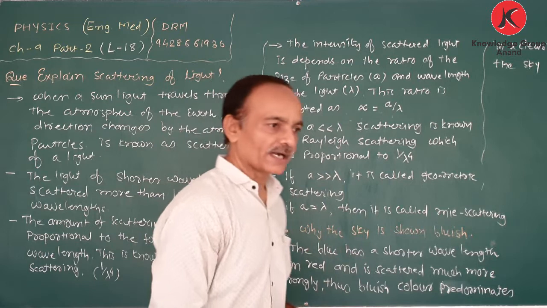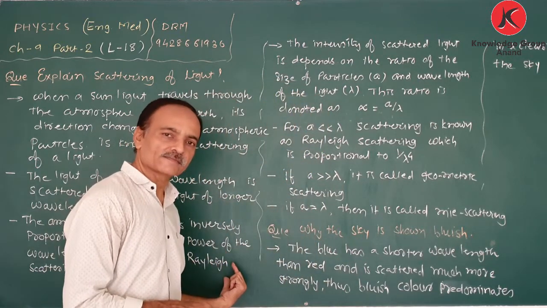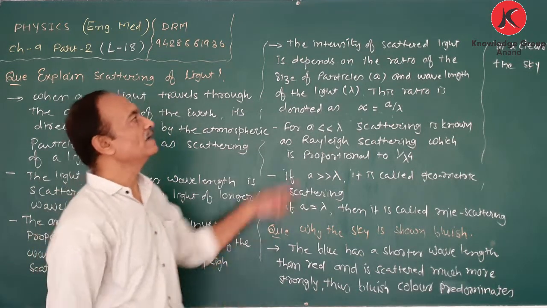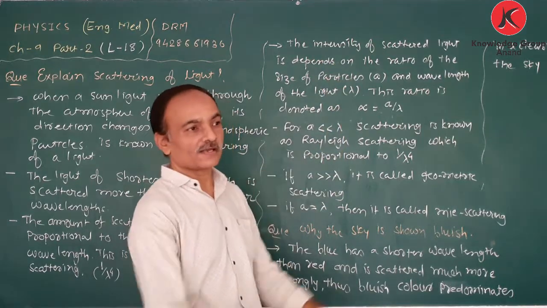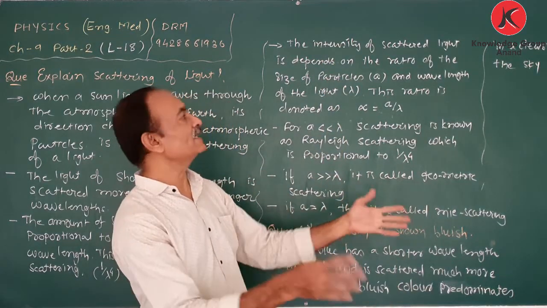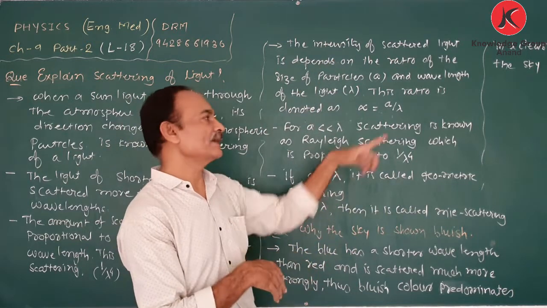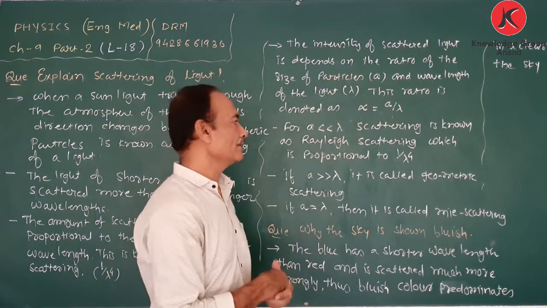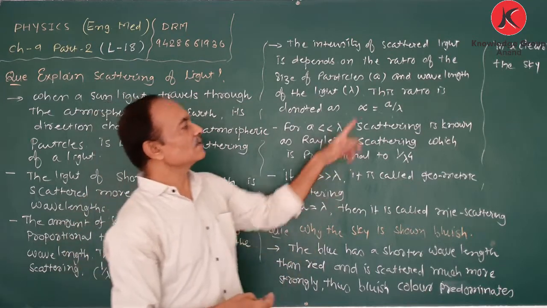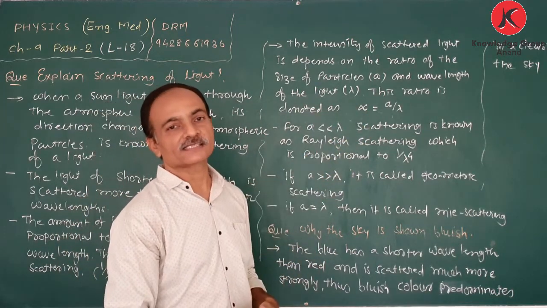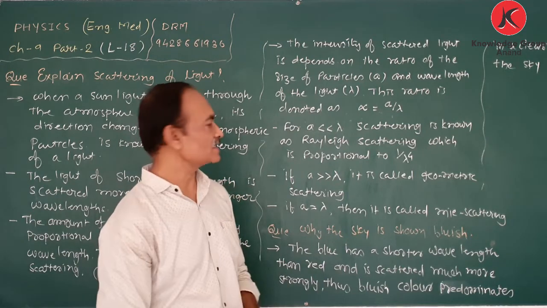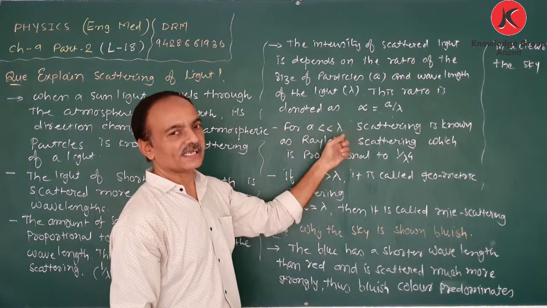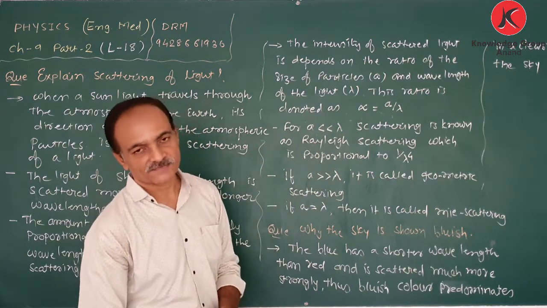Okay. Now, again, the amount of scattering depends on wavelength. That means it is proportional to 1 upon lambda raised to 4. While the intensity of the scattered light, whatever light is scattered by the particle, depends on the ratio of a and lambda. Now, on the basis of the size of the scattering particle, there are three types of scattering phenomena. First, if a upon lambda is less than 1, the scattering is known as Rayleigh scattering.